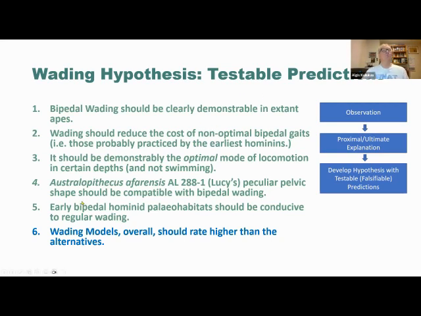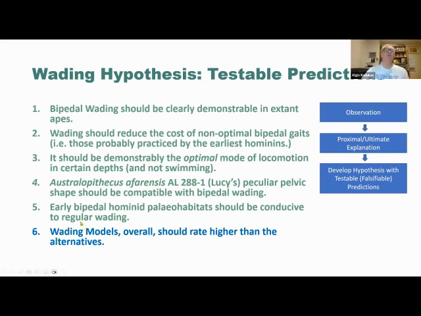The fourth one is that Australopithecus afarensis, Lucy, the peculiar shape, is compatible with wading. It could be explained by wading. Now, whether or not you think Australopithecus afarensis was ancestral to humans or to chimps or to gorillas, it's still valid because at some point in the past, either our ancestors or their ancestors were moving bipedally, clearly in a way that was different from us. And so it's still relevant to ask the question, was Australopithecus afarensis a wading ape? And are there clues in the pelvic structure to show that?